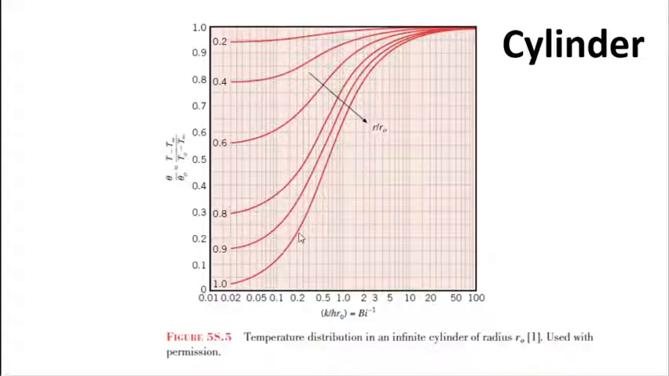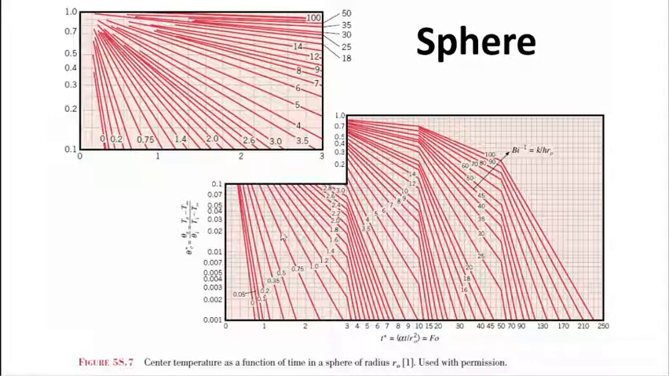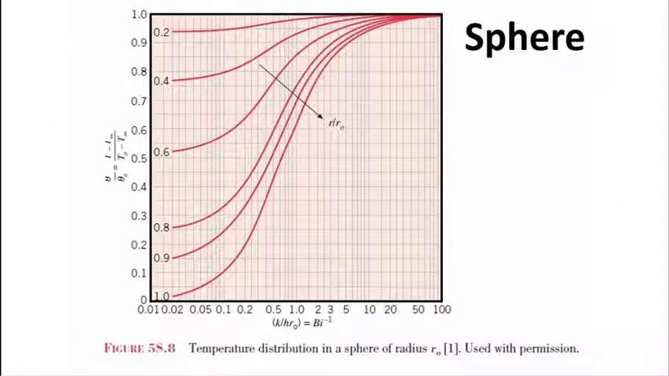So at any radial location, you can find this out. In the same way, you have functions for the sphere, where again R0 is the characteristic length. So Fourier number is in terms of alpha t by R0 squared, and Biot number is in terms of hR0 by k, and this is the chart for theta 1, and this is the chart for theta 2, and you get the product of those to get theta.